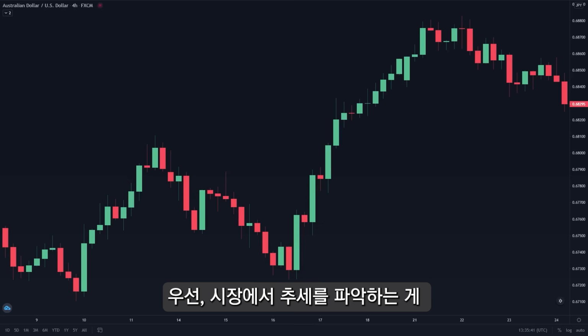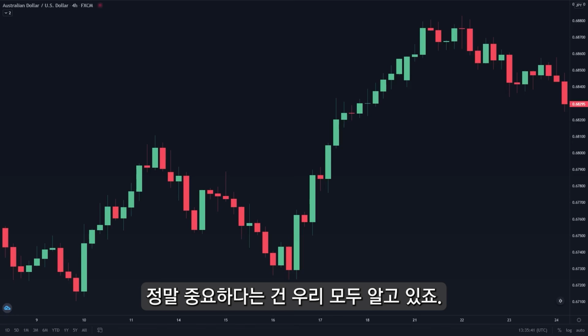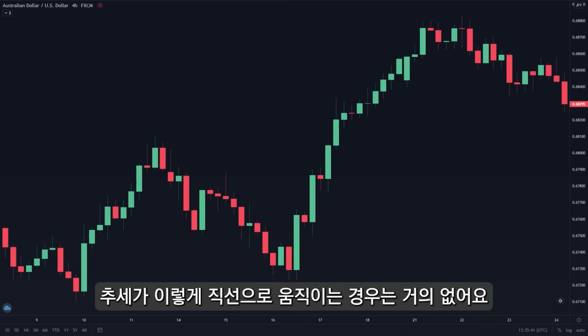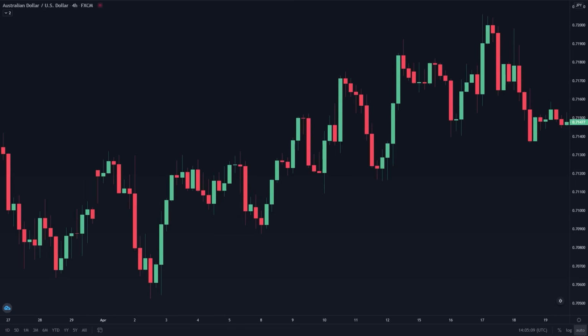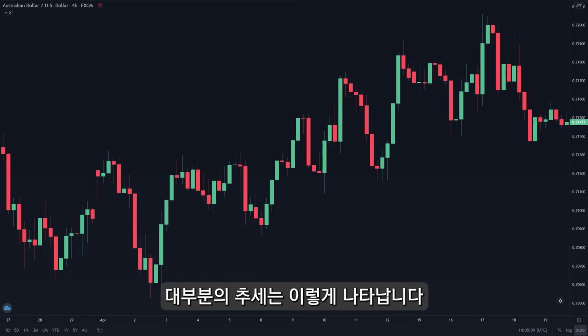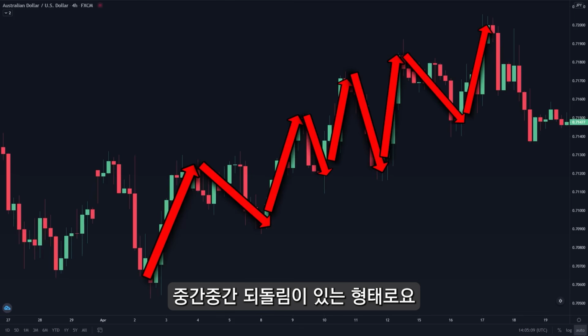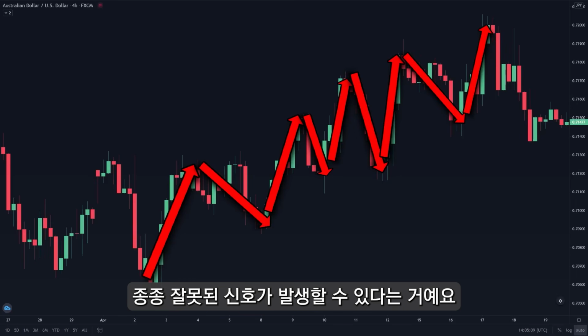First of all, we all know that it's very important to identify trends on the market. However, if you've been trading for a while, you would know that trends don't usually move in a straight line like this. Most trends actually look like this, where prices are forming higher highs and pullbacks. The problem is, these pullbacks can often lead to false signals.